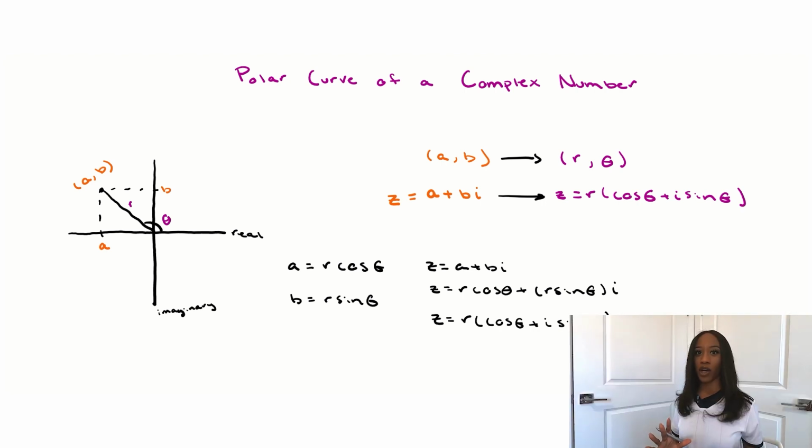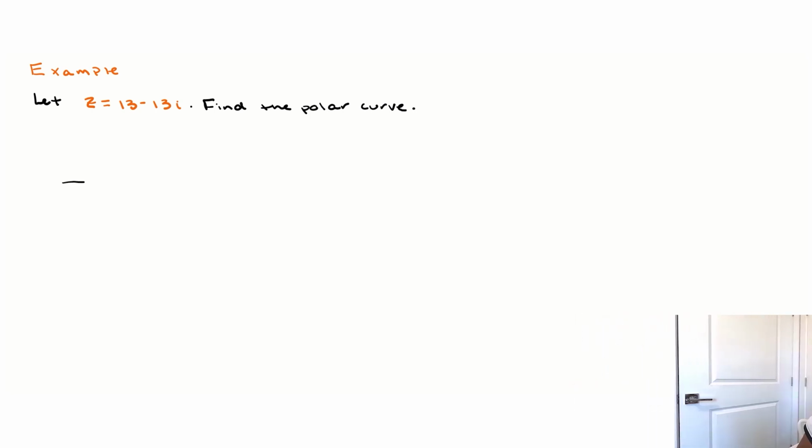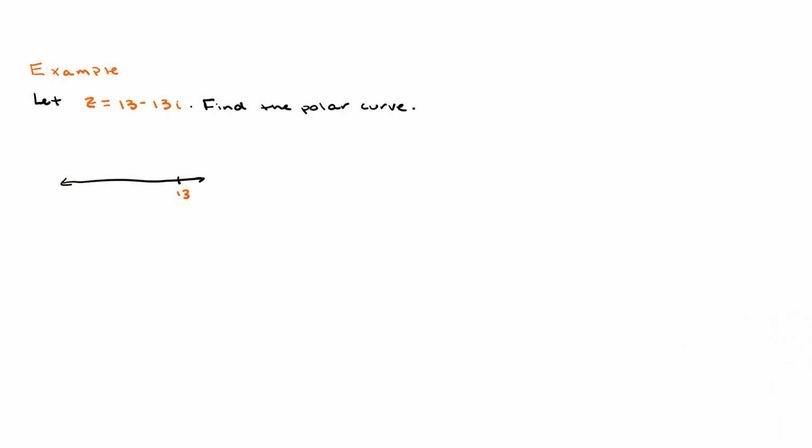Okay, so now that we know a little bit more about polar curves of complex numbers, let's take a look at an example. All right, so this is our example, and our example says, let z equal 13 minus 13i, find the polar curve. Let's start by graphing this. On our real axis, we have 13. And then on our imaginary axis, we have negative 13.